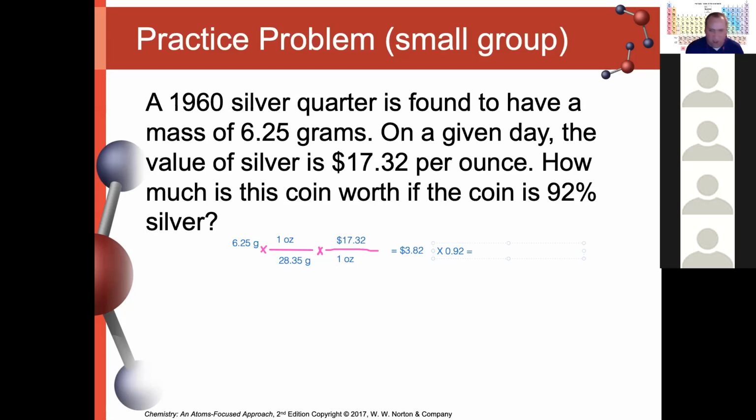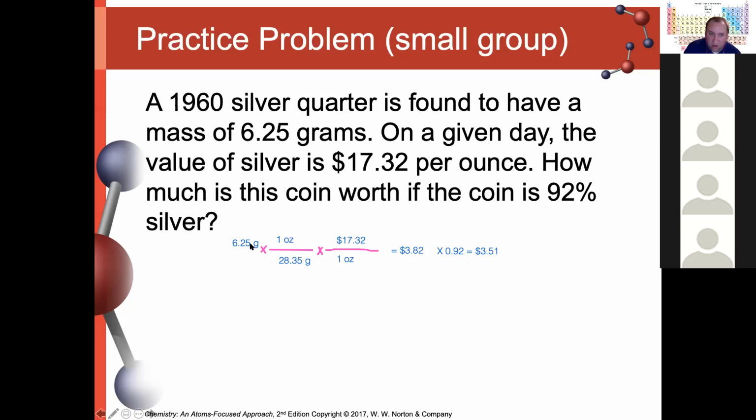And if we did that, we'd end up getting $3.51 instead. So you could have approached this in a number of different ways. You could have applied the 92% to the initial mass. So instead of doing this step here, you could have done it here or here. But this was the set of steps that you needed to do.